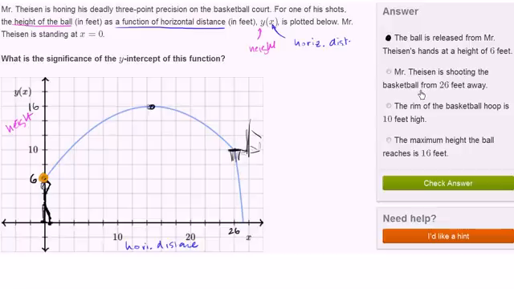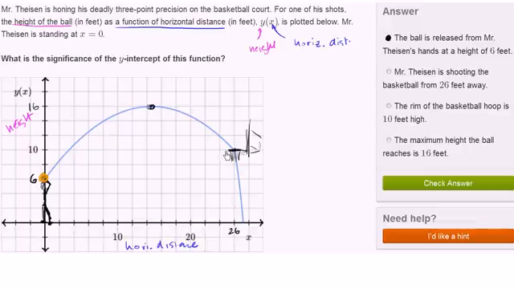Let's look at these other things. Mr. Thiessen is shooting the basketball from 26 feet away. Well, that's right. He's at x equals 0. The goal is 26 feet away. But that's not the significance of the y-intercept. That would be the significance of this little point here, where the ball dropped down at a steeper angle. The rim of the basketball hoop is 10 feet high.